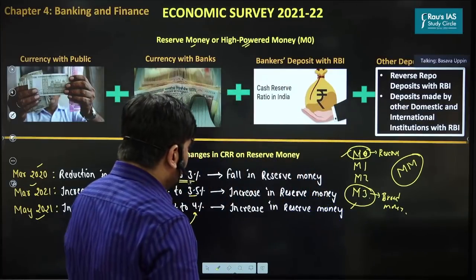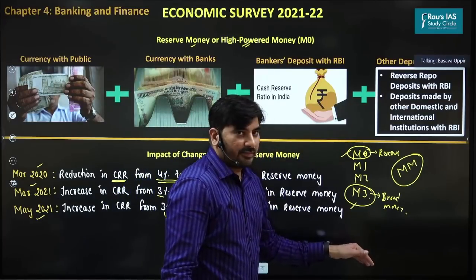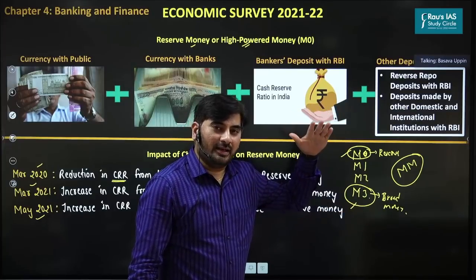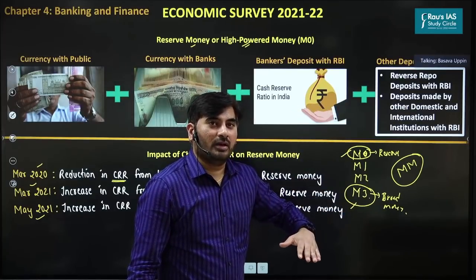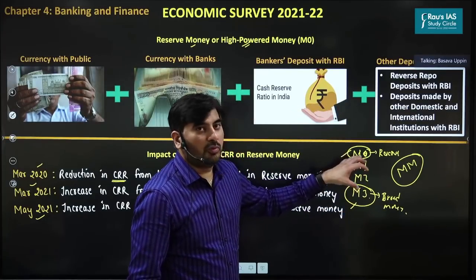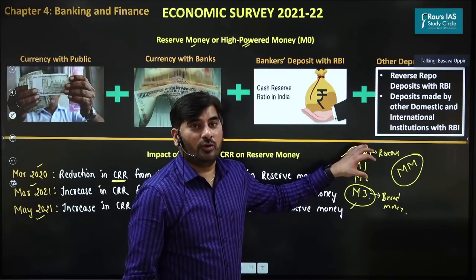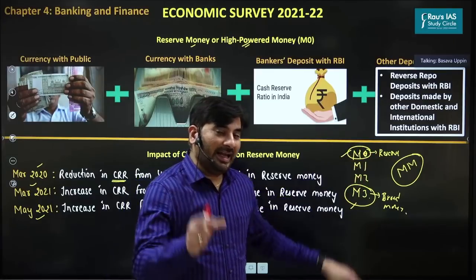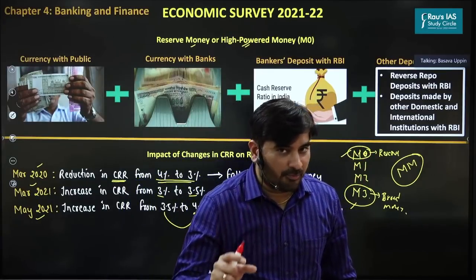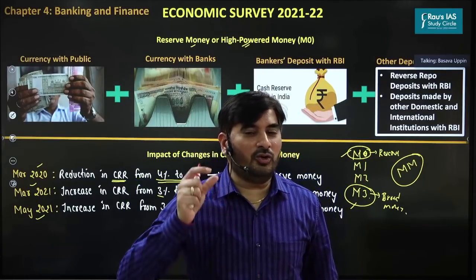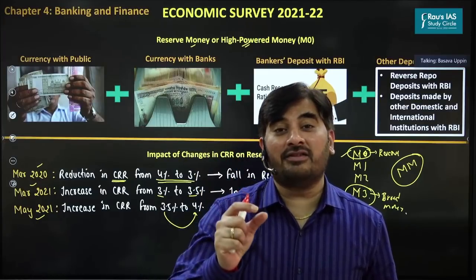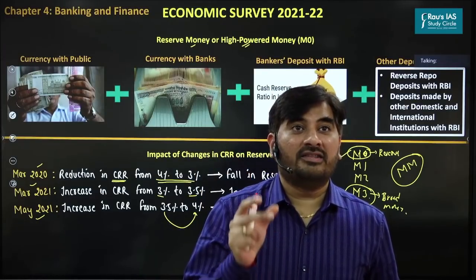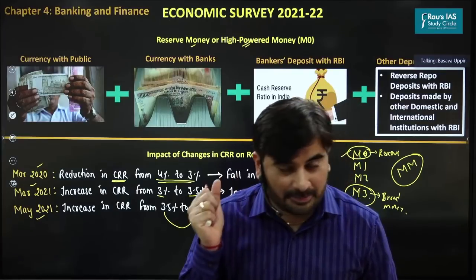See, if you have to arrange these things, M0, M1, M2, M3, in the descending order of liquidity, which of these is considered to be most liquid? M0 is considered to be most liquid, right? And M0 becomes important because M0 is considered to be the direct liabilities of the Reserve Bank of India. It's a direct liability. So it's the total liabilities of the RBI.